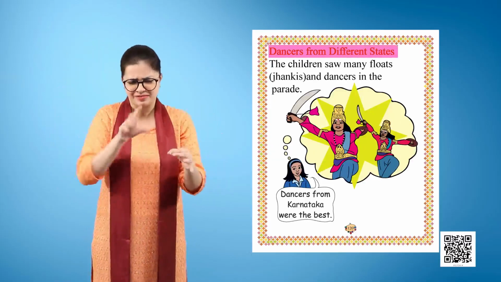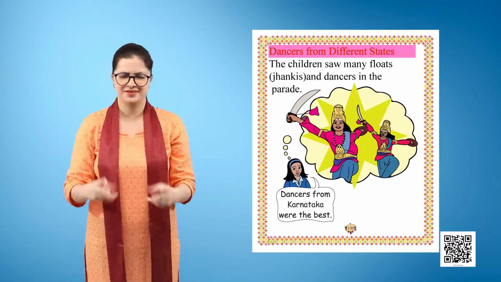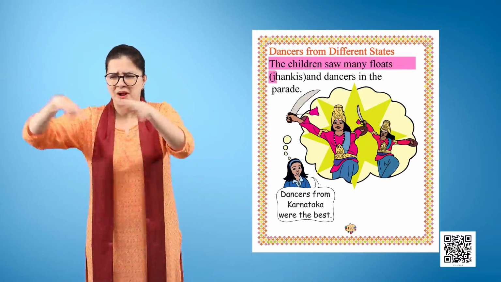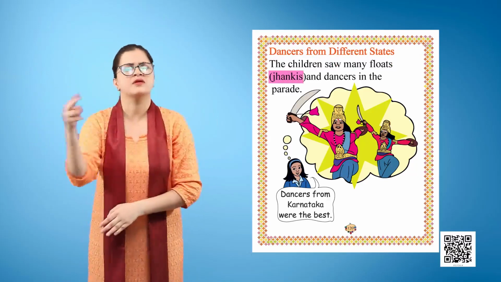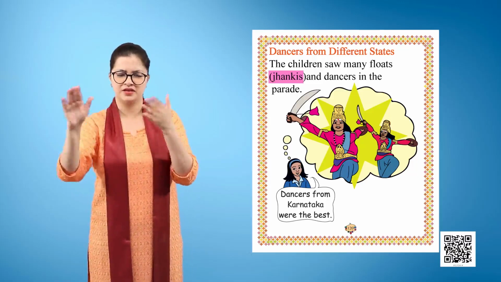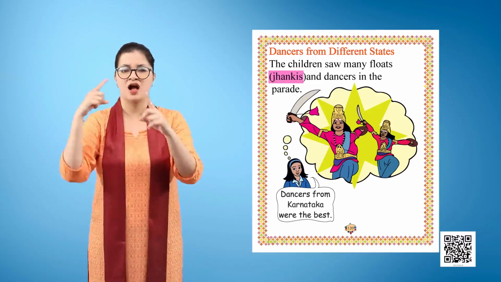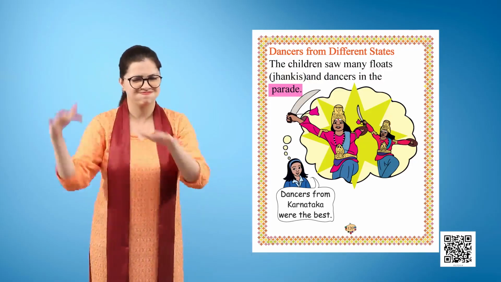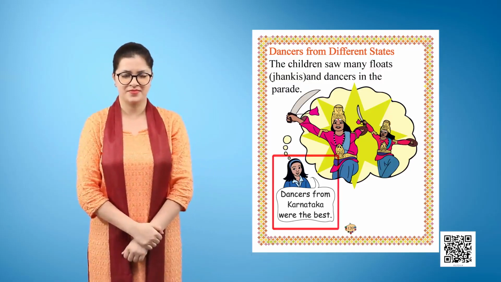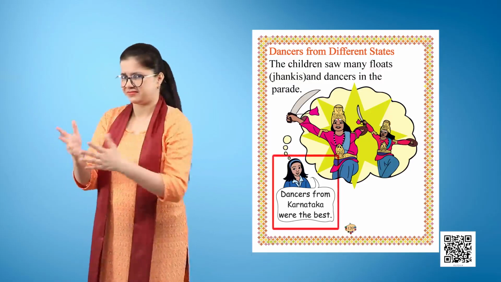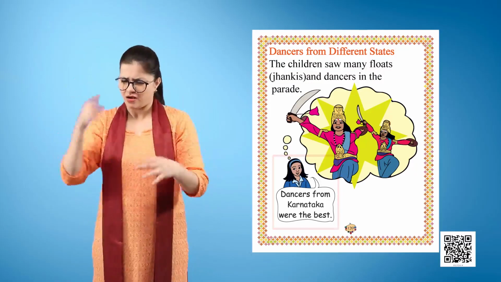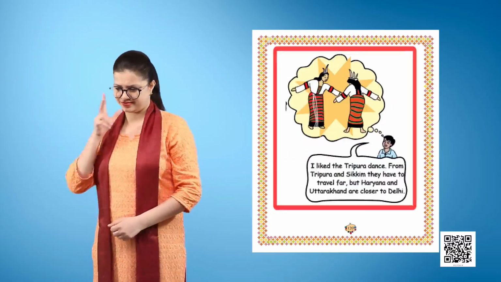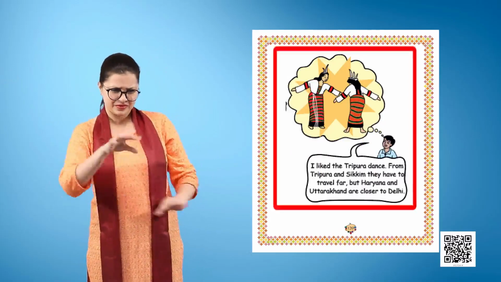Dancers from different states. The children saw many floats, that is, jhankis, and dancers in the parade. A girl is telling, dancers from Karnataka were the best. A boy is telling us, I liked the Tripura dance.